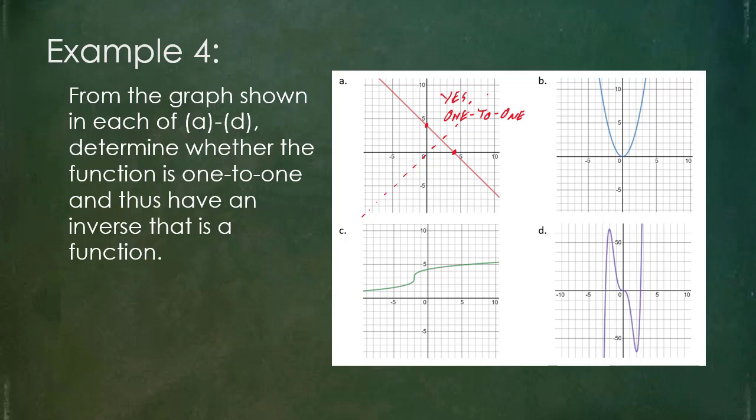If we go to letter B here, if I were to draw a horizontal line, notice it crosses twice, so this one would not be one-to-one, which then means the inverse would not be a function. If we go to C, this should pass the horizontal line test. I can't see any places where a horizontal line would ever cross it more than once. So this one is a yes, it's one-to-one. I'm just going to start writing one-to-one.